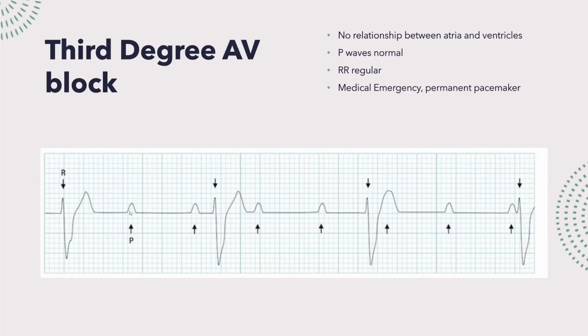Look, the P waves are normal and regular. P wave, P wave, P wave, P wave, P wave, P wave, right? The Rs are regular. They're equidistant. But the two have no relationship with one another. So this requires the placement of a permanent pacemaker, and it's a medical emergency.